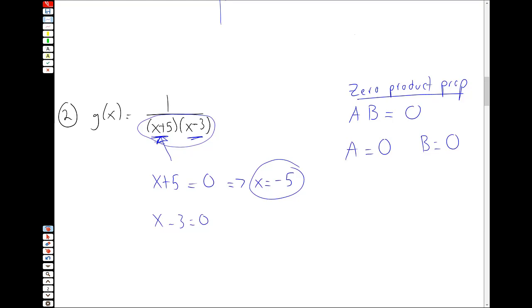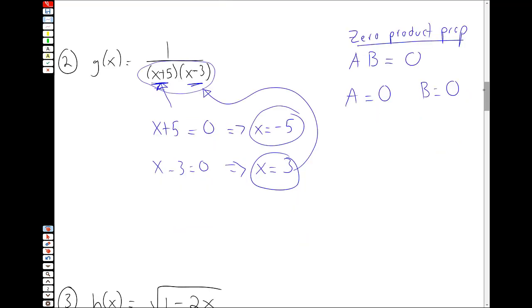For this x minus 3 part, we would get x is equal to 3, and that would make the other part of the denominator 0. So again, these are our bad values. If we plug in minus 5 and 3 into this function, we're going to be dividing by 0, which we don't want to do. So our domain would be everything but those 2 values.